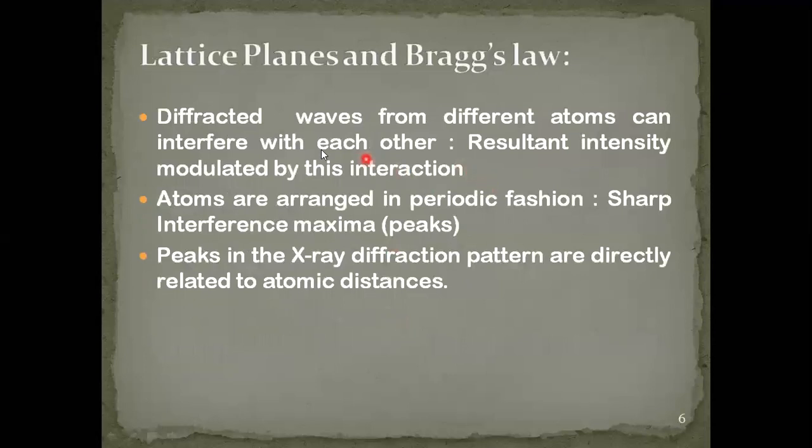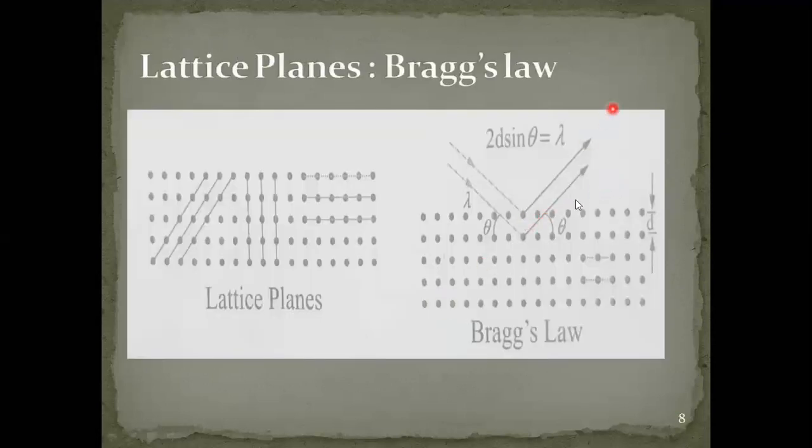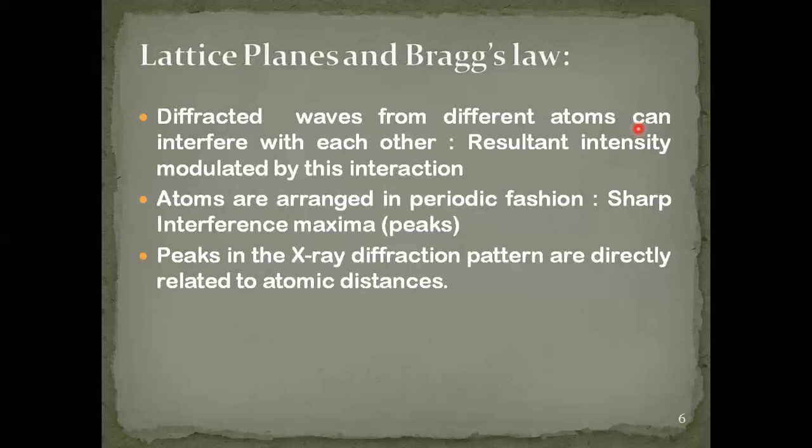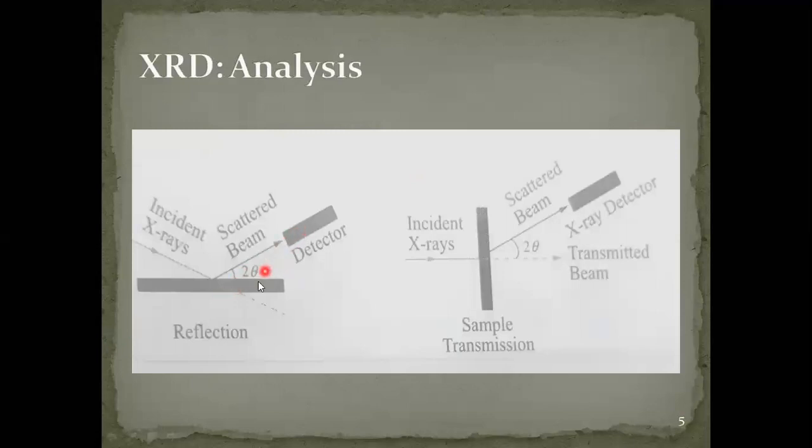Fine. So these diffracted rays from different atoms interfere with each other, and that's how the diffraction occurs. The resultant intensity is modulated by interference, and the peaks in the XRD are directly related to atomic distance. So we have seen one peak at one scattered angle, another at another. At one point these scattered radiations will interfere, and hence give a diffraction pattern. That is called XRD, X-ray diffraction. So this is one scattered beam, another scattered beam comes, another comes.